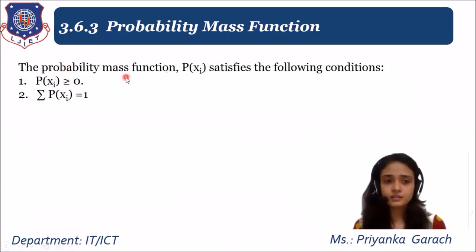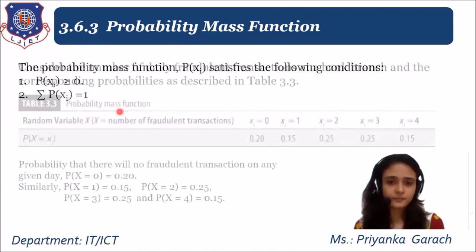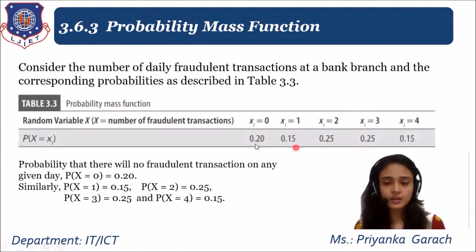Now over here, we all know that the value of a probability is always greater than or equal to 0. The value of probability is never negative. Also, the summation of all the probabilities equals 1. So in this table, when you add all these values, that is 0.2 plus 0.15 plus 0.25 plus 0.25 plus 0.15, you will get the answer 1.